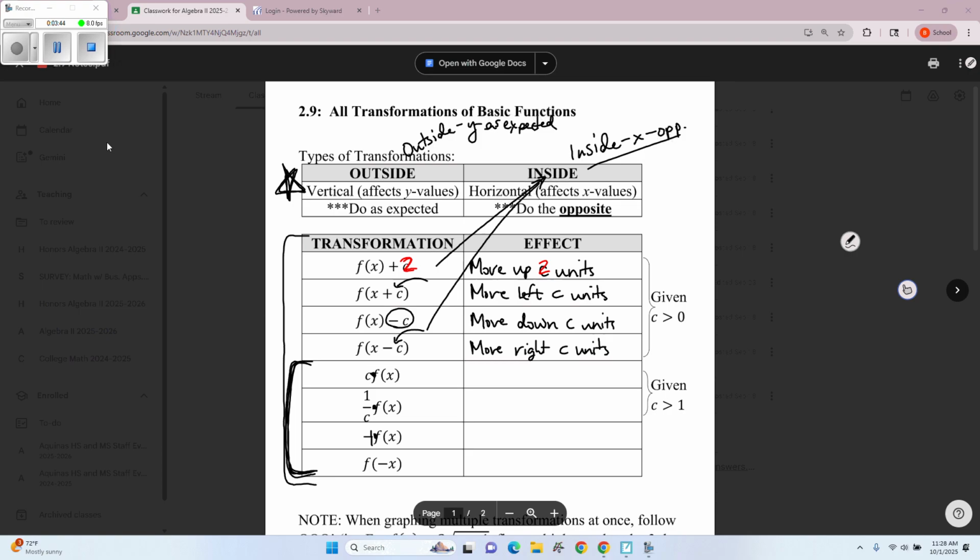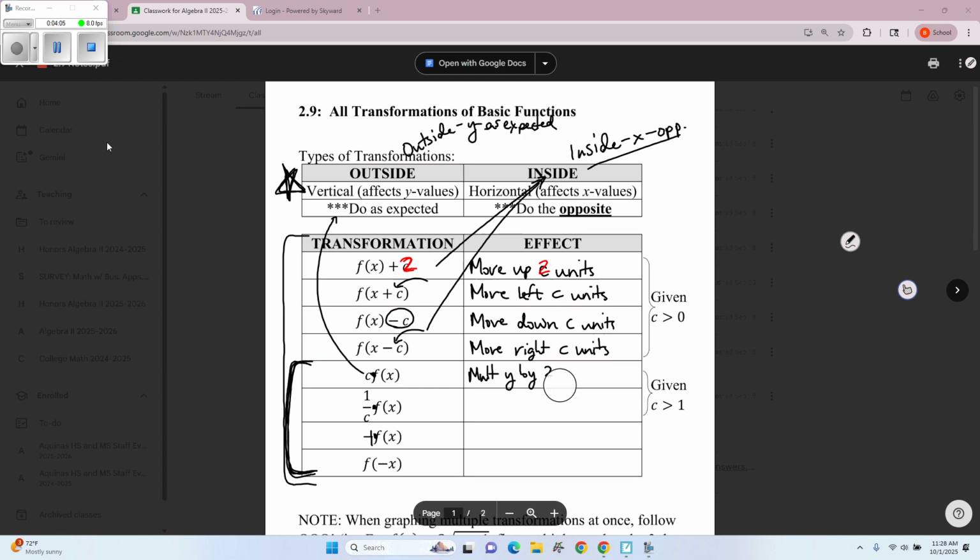So let's go back up to this top one here. c f of x is really saying c times f of x. It is an outside transformation, so it's going to affect our y values exactly as expected. What do I think is happening? I think I'm going to take those y values and multiply by c, exactly like it's showing me. So I'm going to multiply y by c.